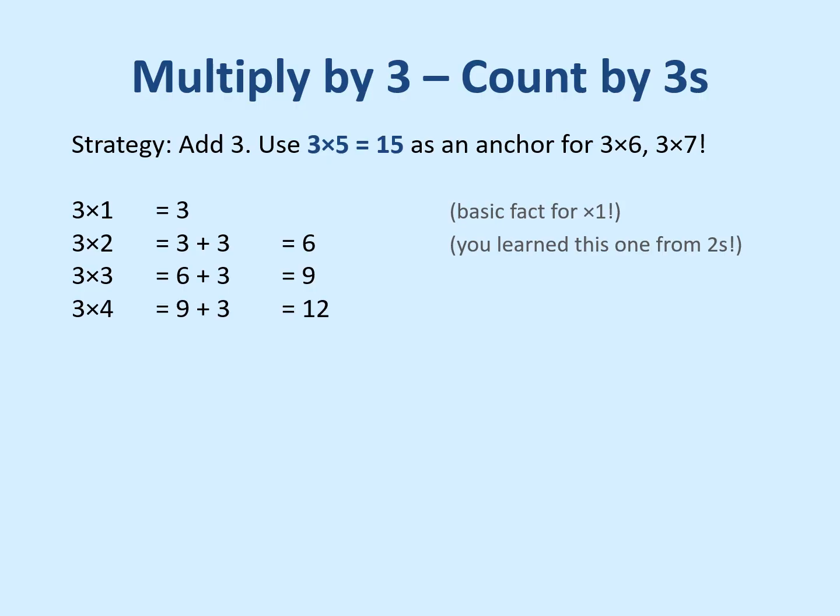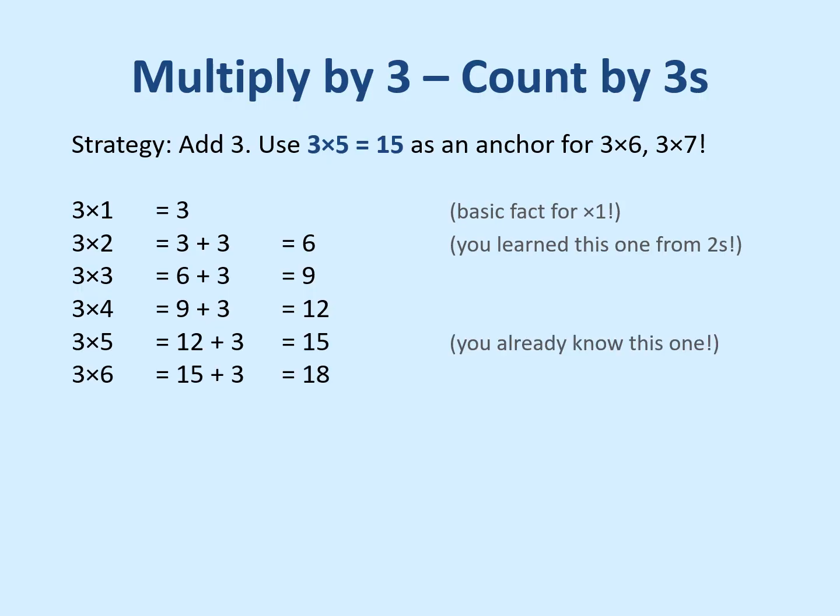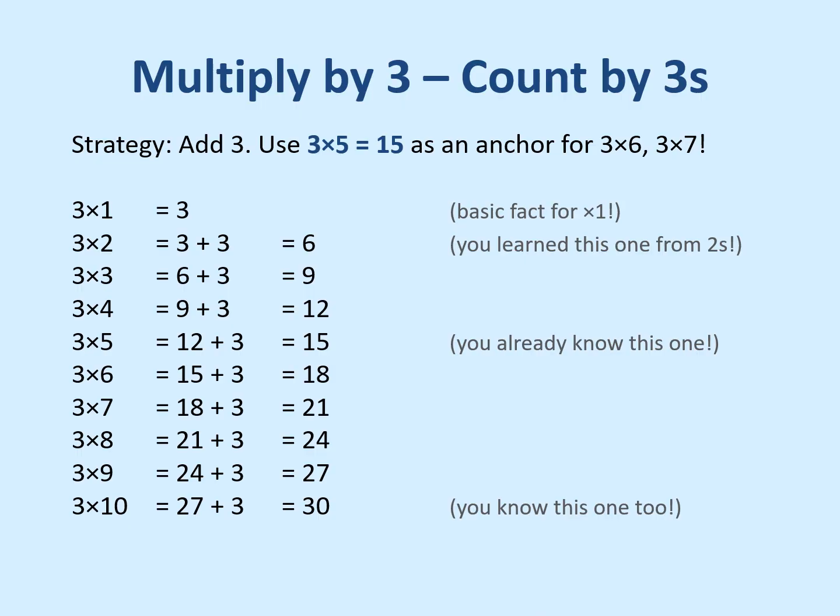And we're going to continue counting up for 3 times 4, which is adding 3 to 9 to make it 12. Then you already know 3 times 5, which is 15. Continuing on, counting up by 3s from 15 is 18. And 3 times 7, counting up from 18, is 21. 3 times 8, counting up from 21, is 24. 3 times 9, counting up by 3 from 24, is 27. And 3 times 10, you already know, which is 30.